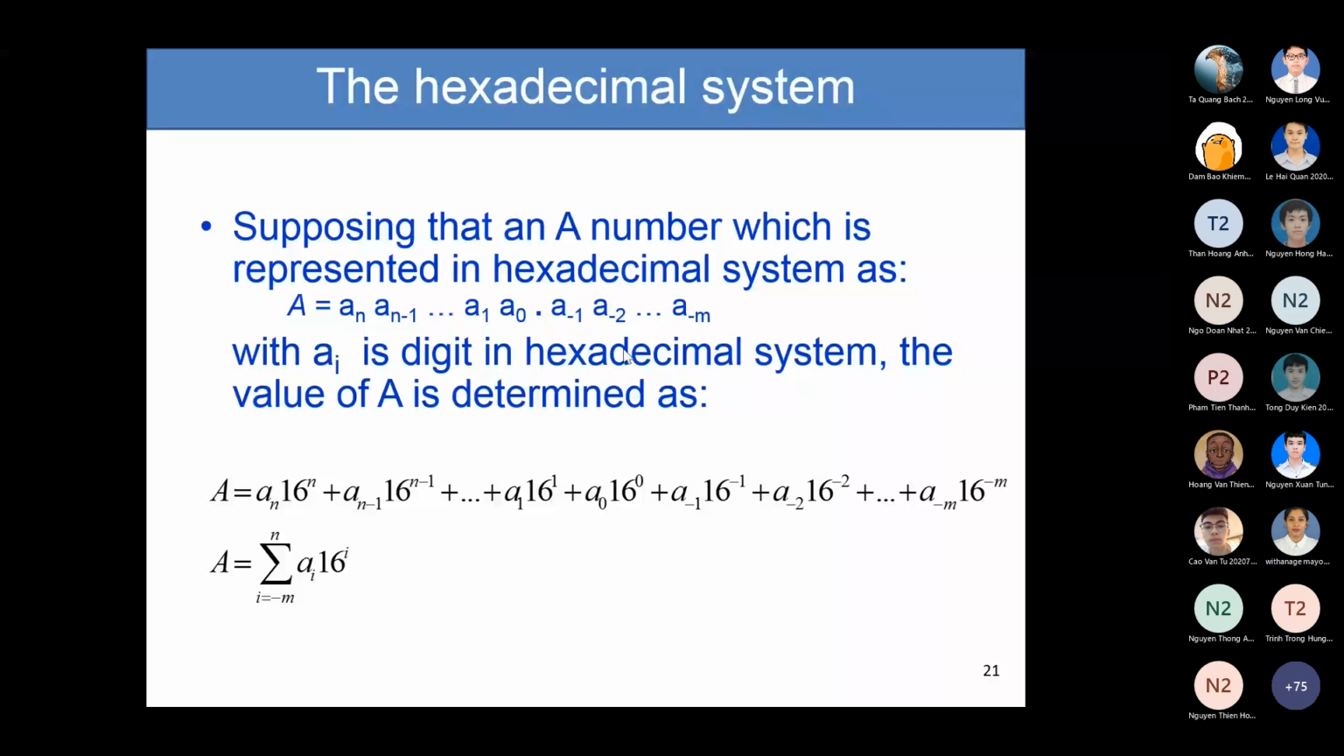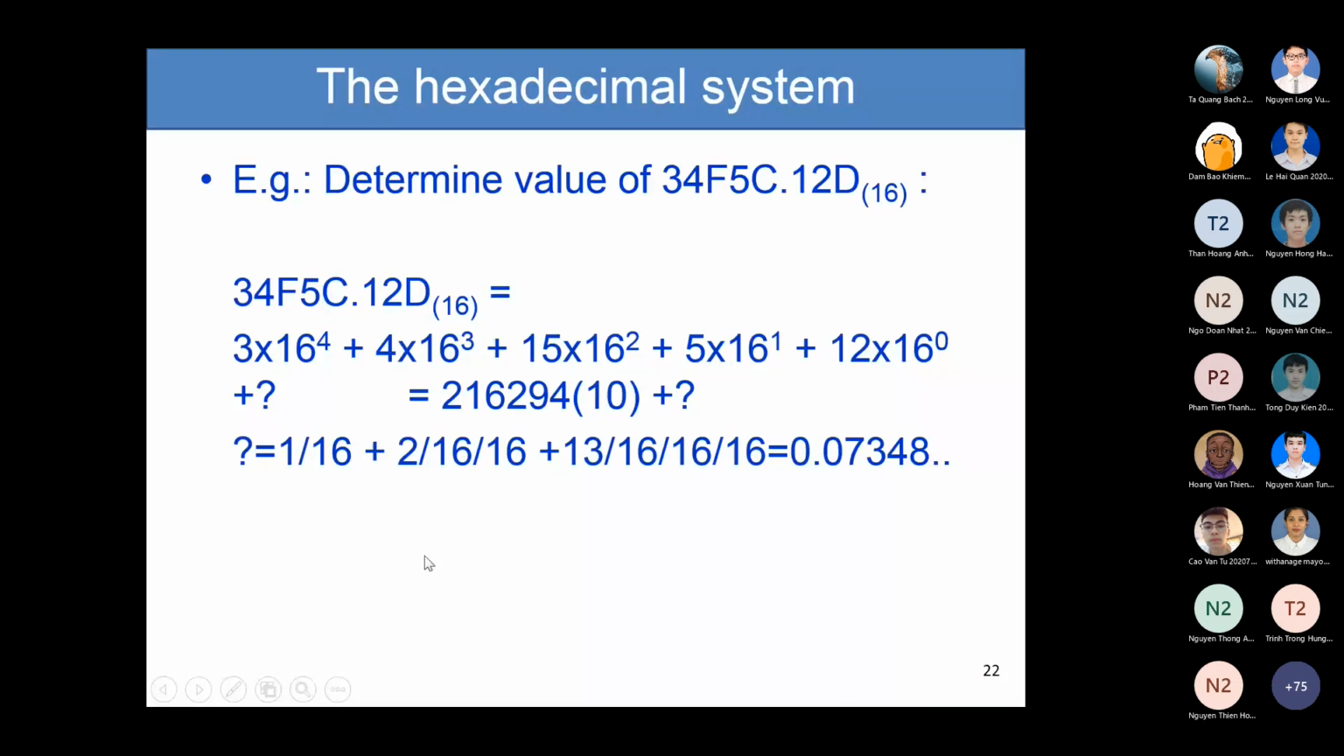This is the same formula as in the octal system, but we replace the base with b equal to 16. So given a number in the hexadecimal system, you can use this formula to convert it into the decimal system with the base b equal to 16. Use the same formula.